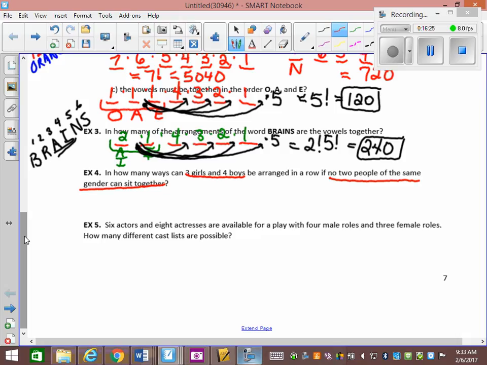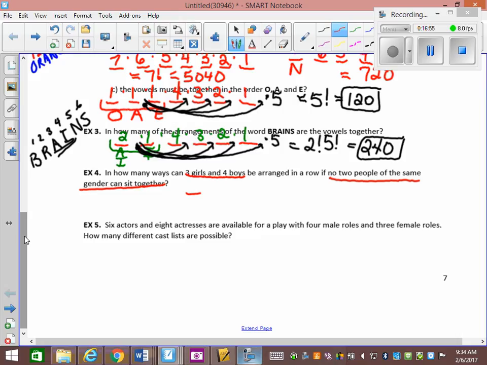No 2 people of the same gender can sit together. So how many do we have total? 7. We're arranging them. So is it a permutation or a combination? Does order matter or not matter? It's permutation because you're arranging them, right? You're saying this person can't be beside this person. The moment you say that, you're arranging them. The moment you're arranging them, order matters, right? You're saying they can't be together, right? When you're lining anything up in a specific order, it's a permutation. Order matters. So we have 7.